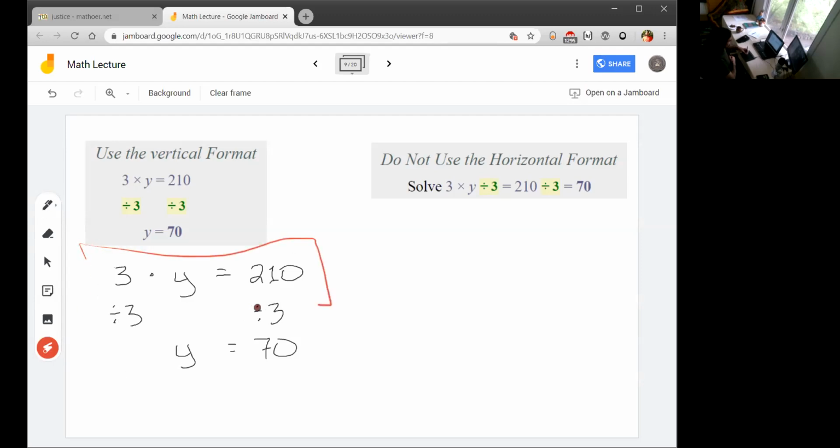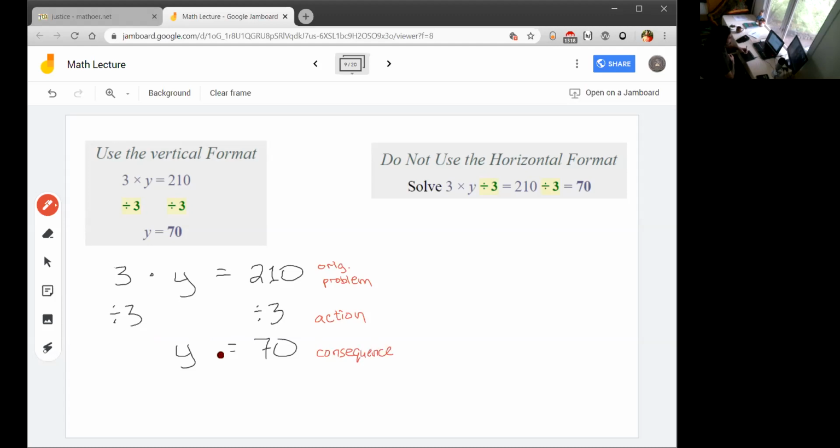Here we have the original problem. Here we sort of have the action step. What are we doing to both sides? And then here we have the consequence of that action.